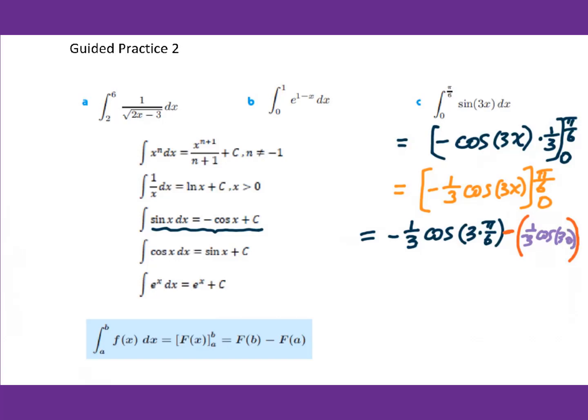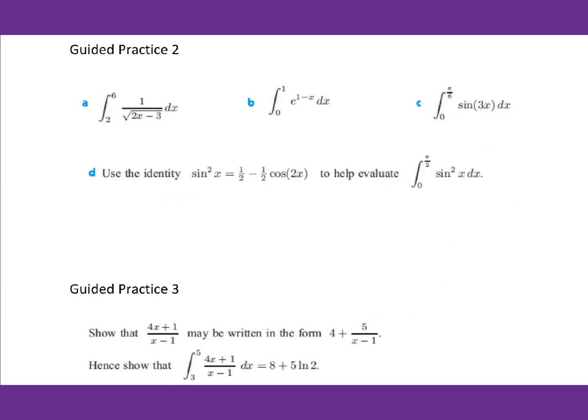Then this gives you pi over 2. Cosine pi over 2, that's 0. Then negative will be positive here. Three times 0 will be 0. So you get positive 1 over 3 cosine 0. Cosine 0 means 1. 1 times 1 over 3 equals 1 over 3.